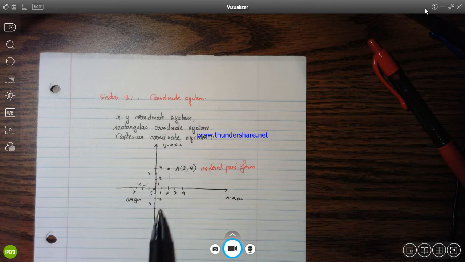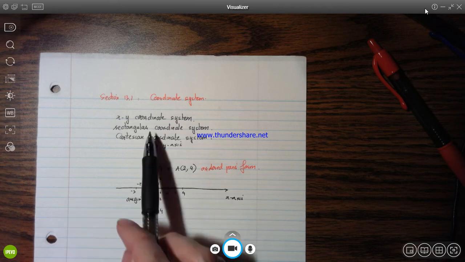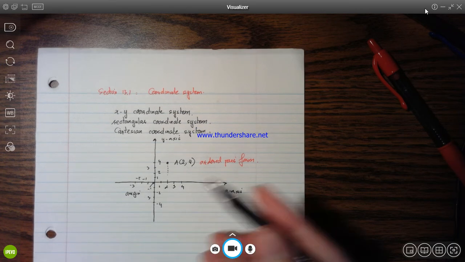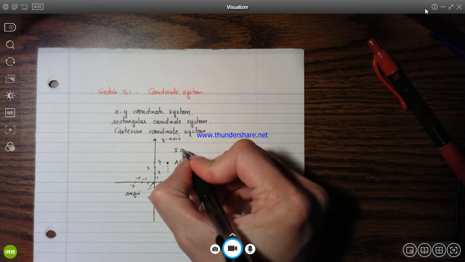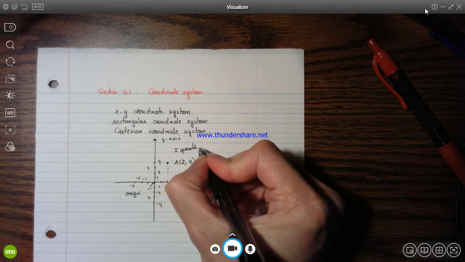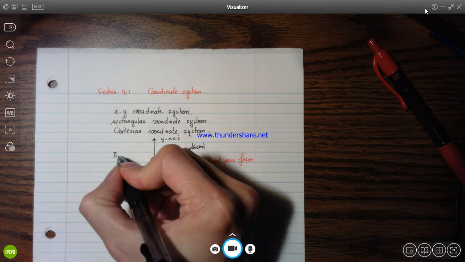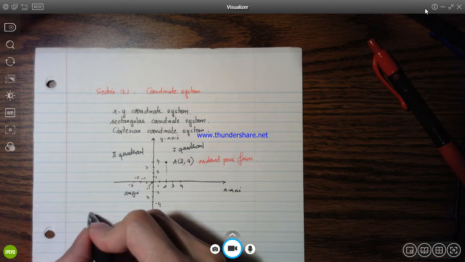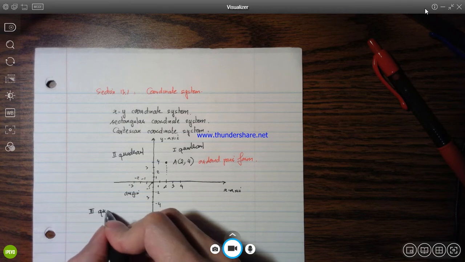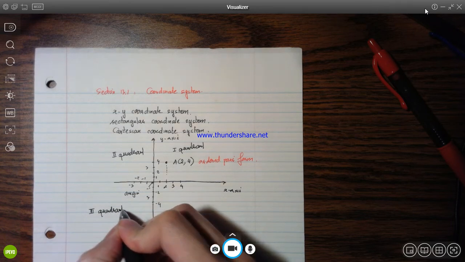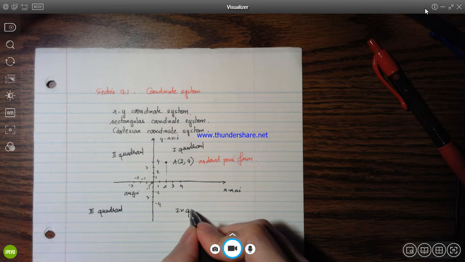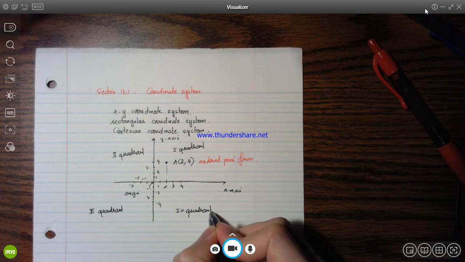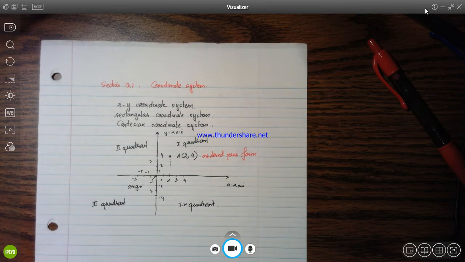And now you see that this point is on the upper right part, right? And you can see that this coordinate system divides my paper into 4 parts. The first part we call the first quadrant. The second one we call the second quadrant. Okay, and the third quadrant over here, and the fourth quadrant over here.